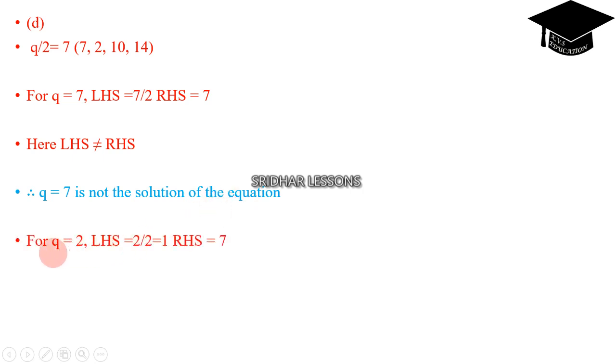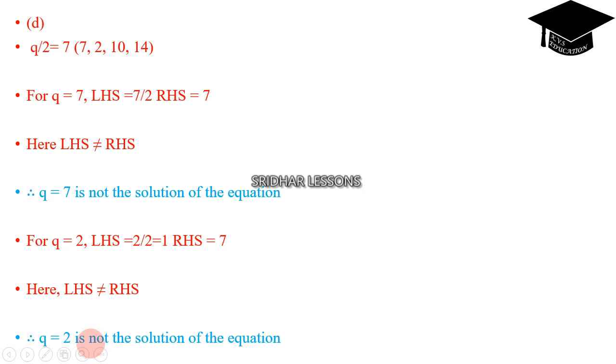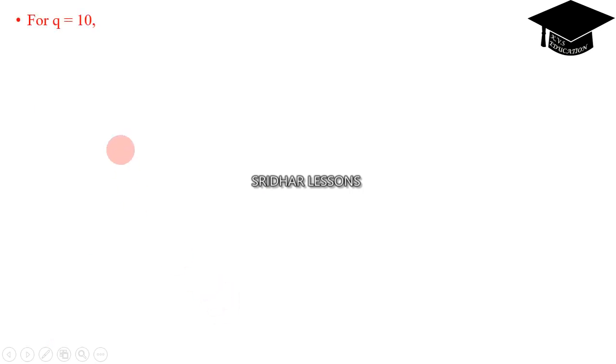Next value, for Q equals 2, LHS is equal to 2 by 2, which is equal to 1. But RHS is equal to 7. Here LHS is not equal to RHS. Therefore, Q equals 2 is not the solution of the equation. For the next value, Q equals 10, LHS is equal to 10 by 2, which is equal to 5. RHS is equal to 7. Here LHS is not equal to RHS.